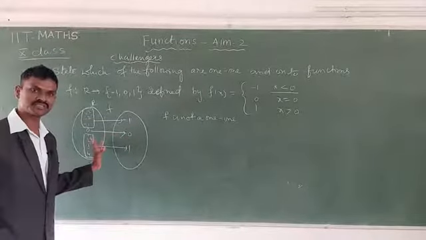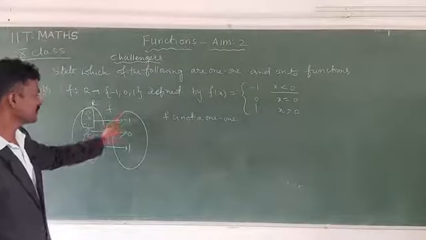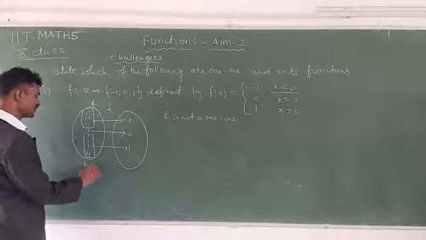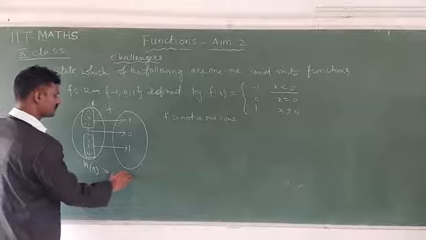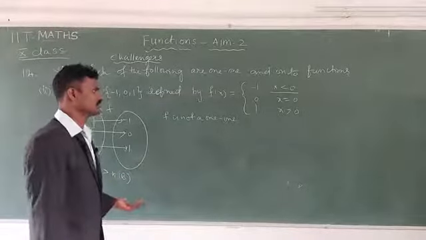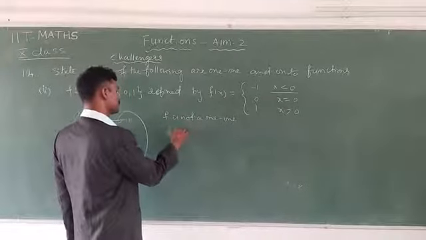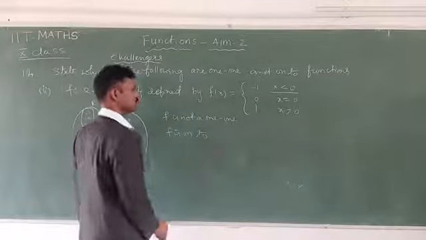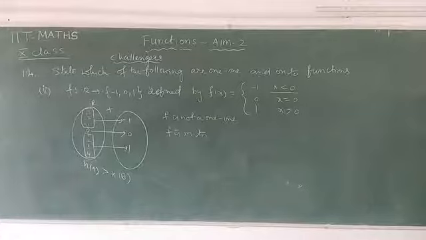Here, is an onto function possible or not? This is an onto function, clearly we know that. Why? Because only 3 elements are given in the codomain, and n of A is greater than n of B. That's why an onto function is possible. Okay, and f is onto. Note it.